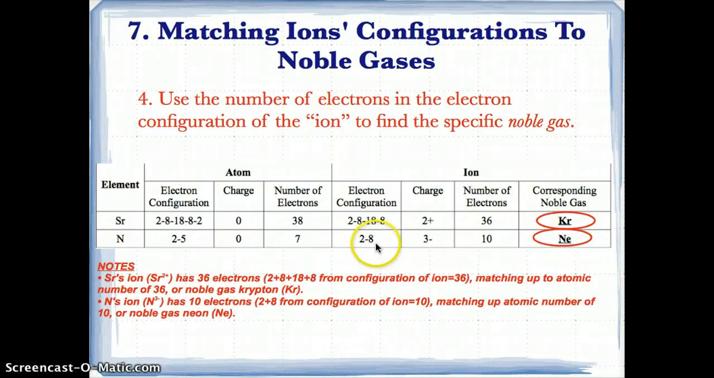All right, for the N ion, we have 2-8 for the ion electron configuration, so we look at the periodic table for this configuration and find that Ne has the same electron configuration, so Ne is the corresponding noble gas. All right. So that's how you do it. You just look at the electron configuration and find out which noble gas has that configuration to find out which noble gas matches up with the ion. All right?